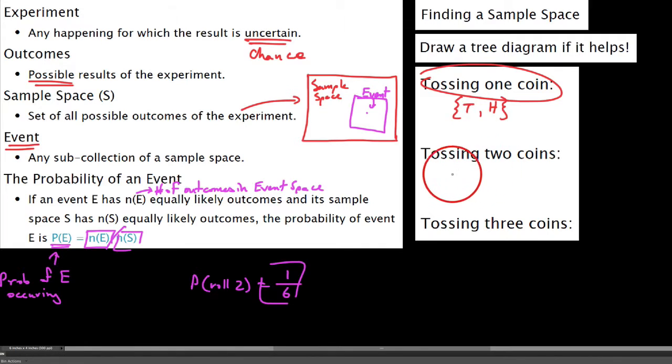tossing one coin. Now the moment we toss 2 coins, the interesting thing that happens is we could either have a tails and a tails, or we could have a heads and a heads.